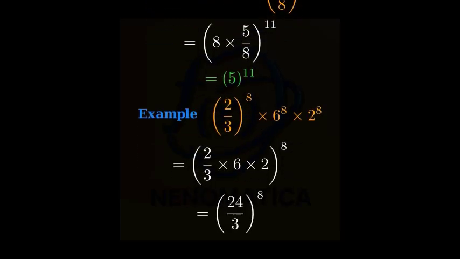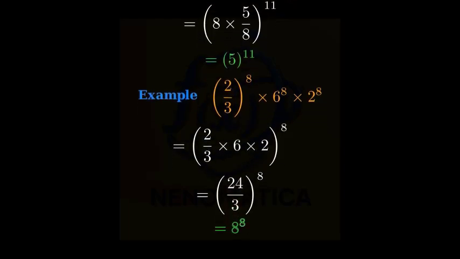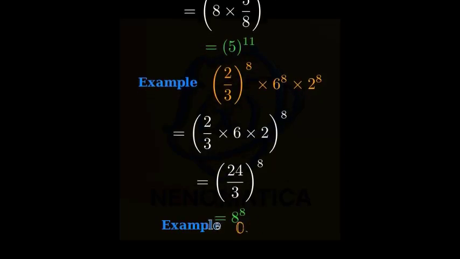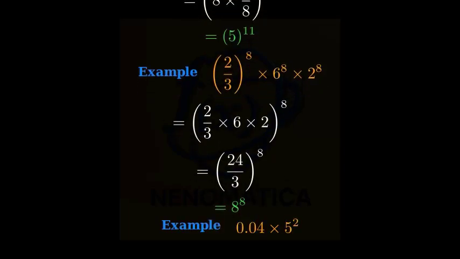Simplifying the expression inside the parentheses, we multiply the numerators. 2 times 6 times 2 equals 24. So we have 24 over 3, all raised to the power of 8. Further simplifying, 24 over 3 equals 8. So our final answer is 8 to the power of 8.